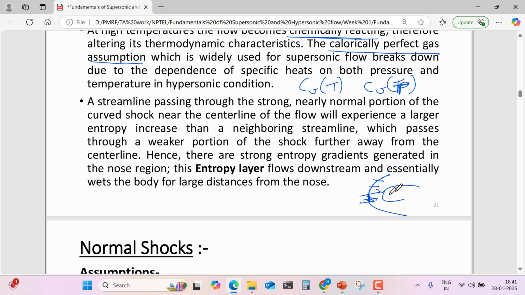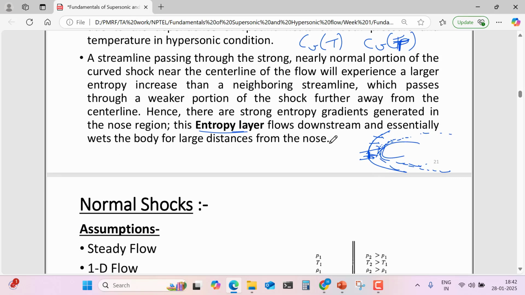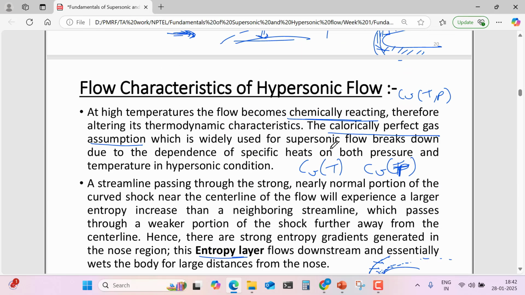So due to which there will be a strong entropy gradient along the nose region of this body. It will generate one type of entropy layer, and it will extend to large distances along the body. So this entropy layer is also one property of the hypersonic flow. Is there any doubt till now?